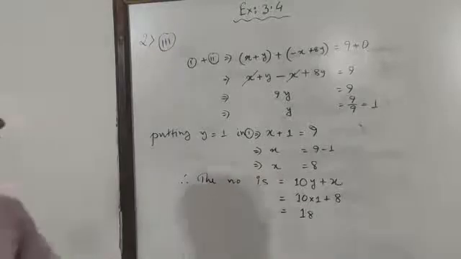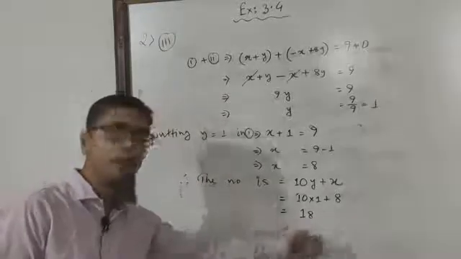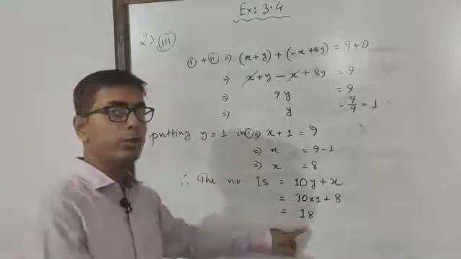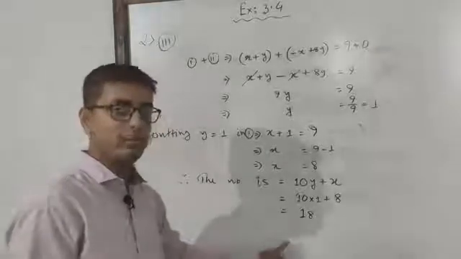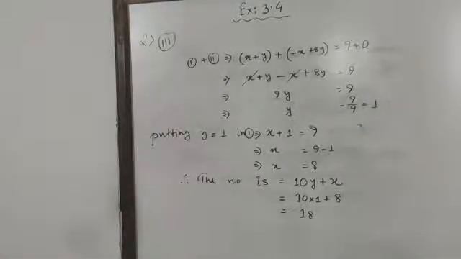And if you verify the digits, when you add 8 plus 1, it will give you 9 also. And also 9 times 18 will be equal to 2 times 81. So that is the solution.